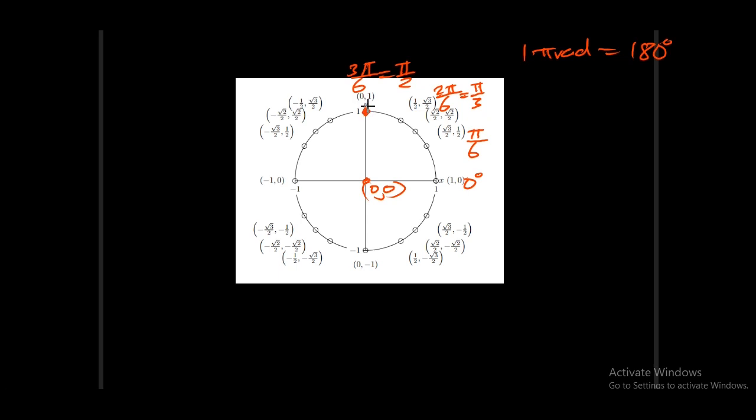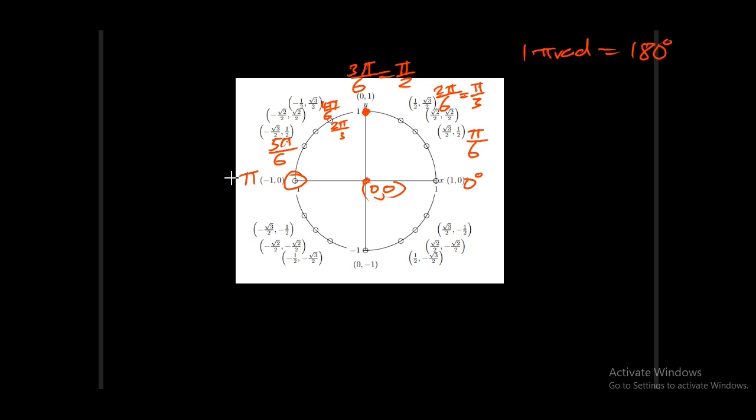Then you're going to continue like that. Here you're going to have 4 pi over 6, which can also be simplified as 2 pi over 3. I'm going to skip 1 and go to the next one. So we add 4, now we add 5 here: 5 pi over 6. Then here we have 6 pi over 6, the same as pi.